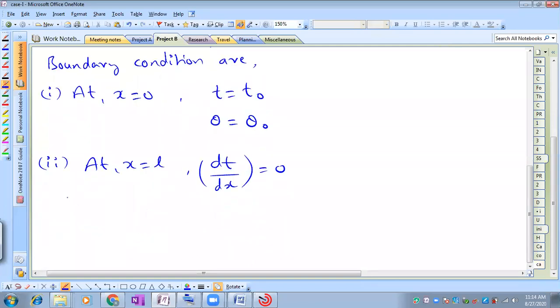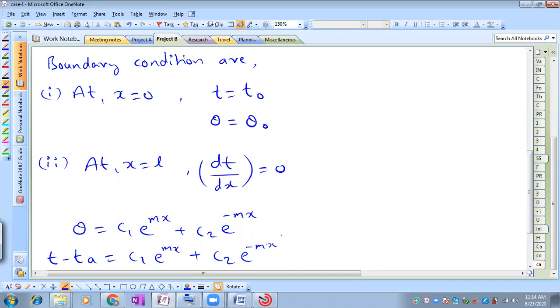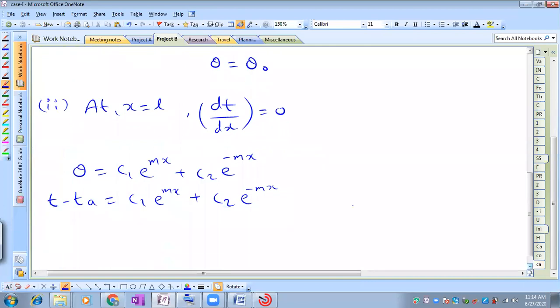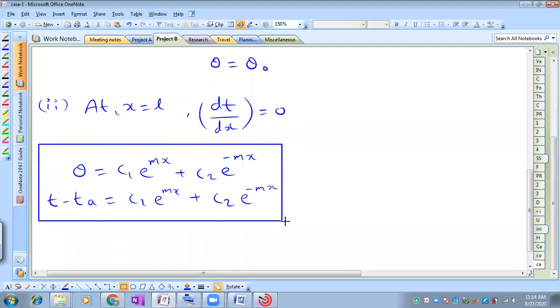We can apply these two boundary conditions to our equation number A. What is equation A? Theta is equal to C1 e raised to mx plus C2 e raised to minus mx, and this theta is nothing but T minus TA. So this is the general equation for you, and with this general equation we can apply the boundary conditions.